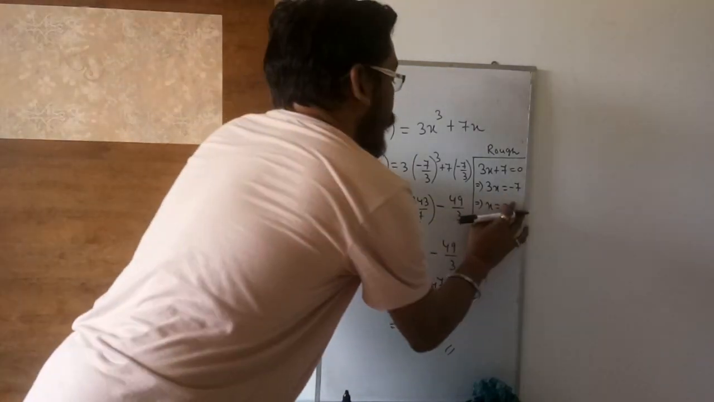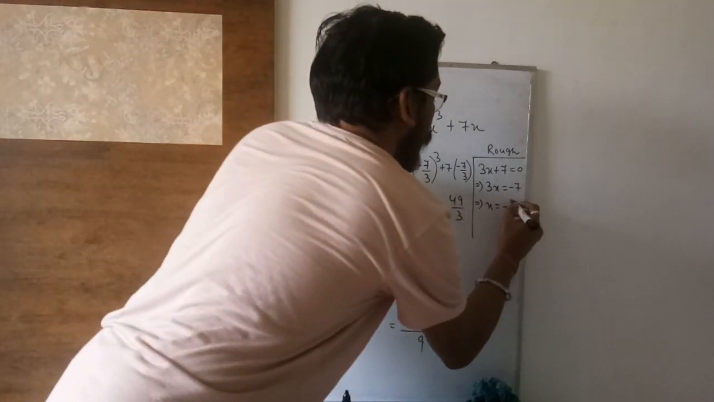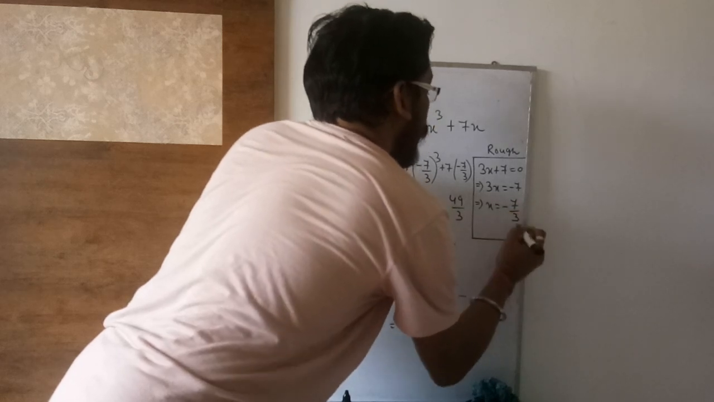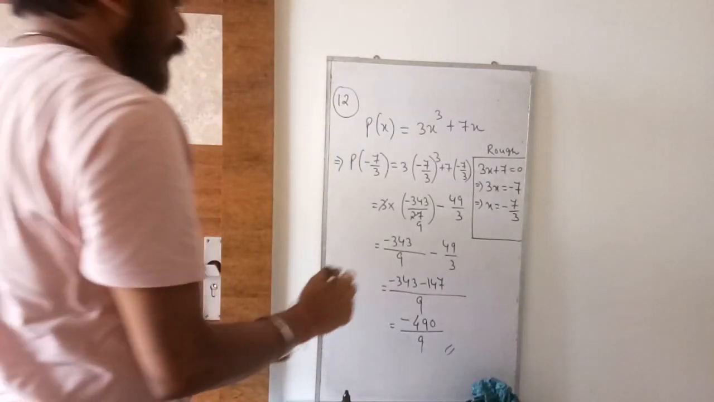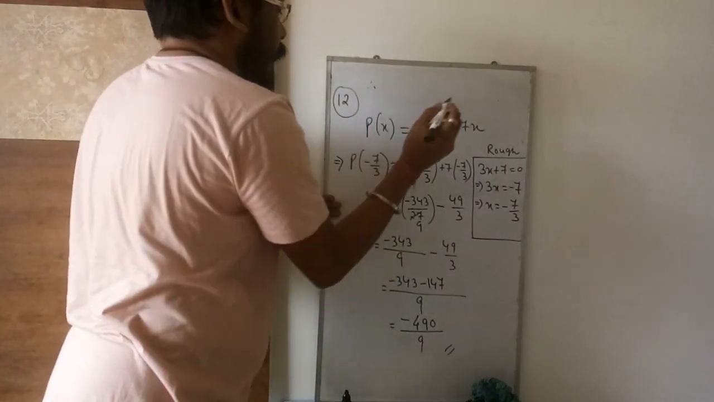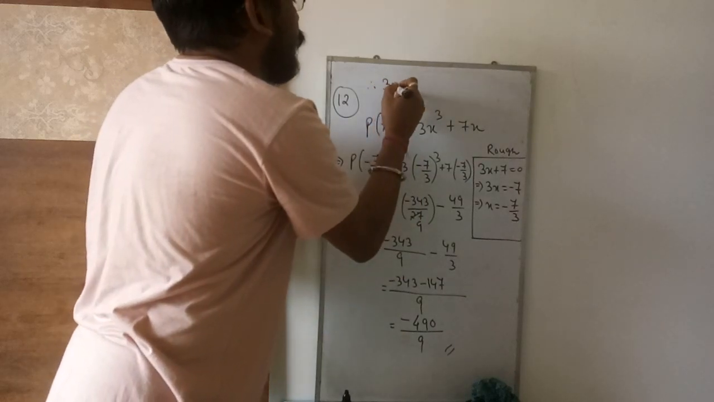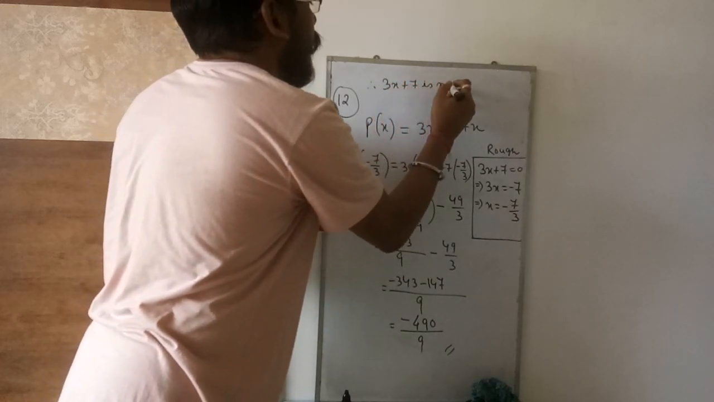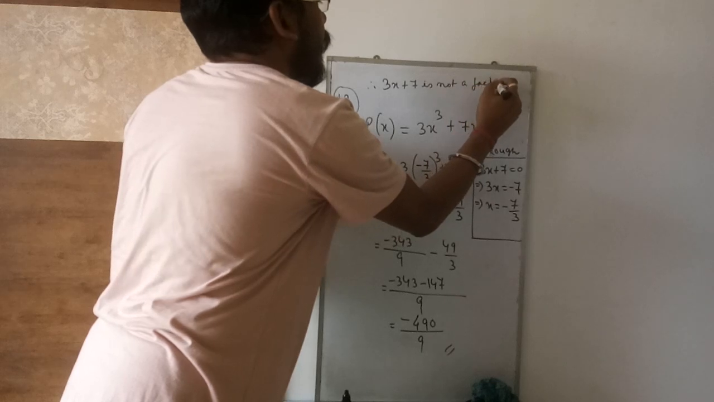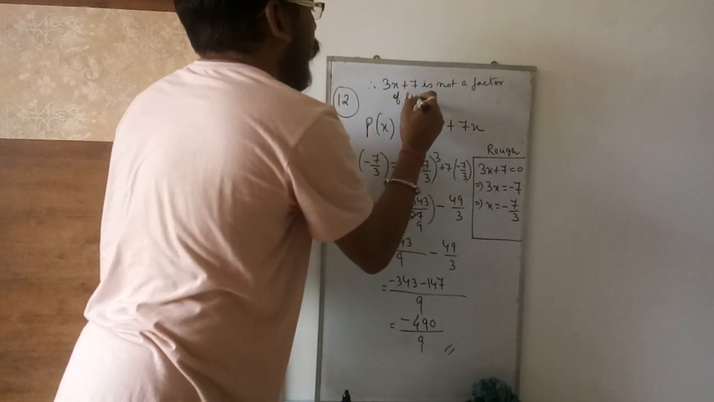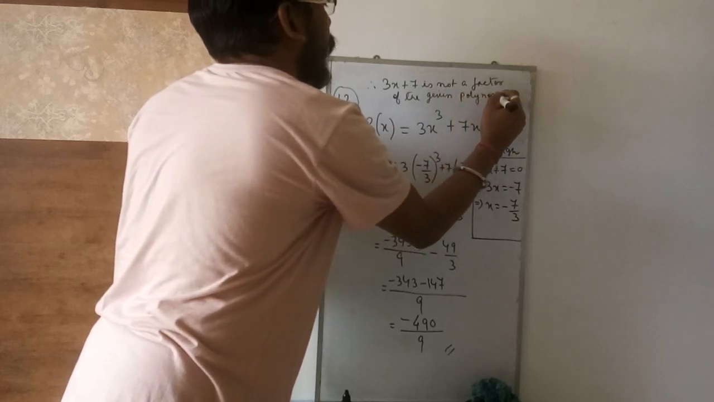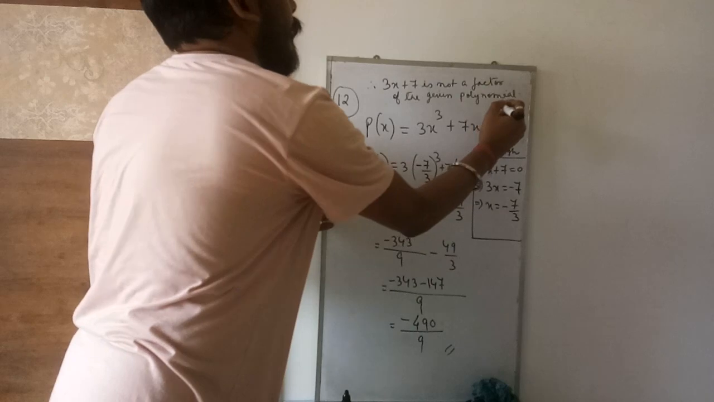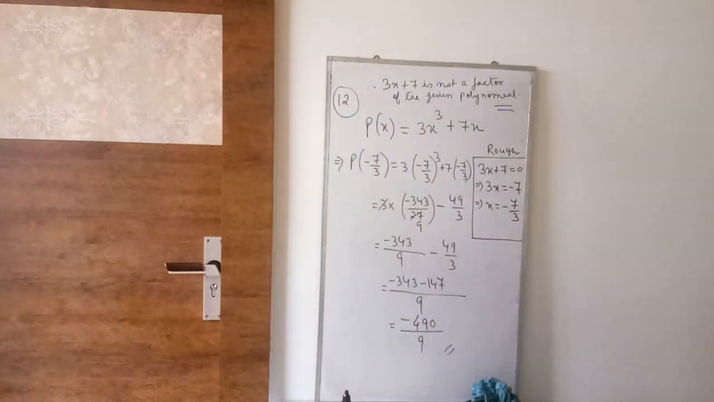Here it is minus 7 by 3. So this is the rough work which is done here. So your last statement will be, therefore 3x plus 7 is not a factor of the given polynomial. Okay, so take the screenshot. Hope it is clear.